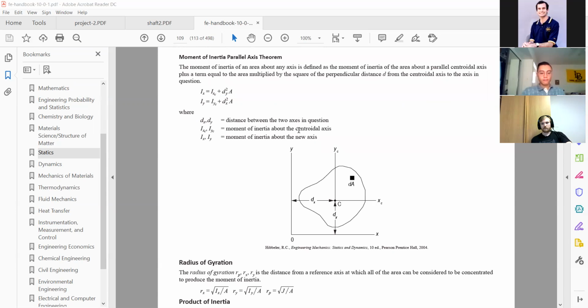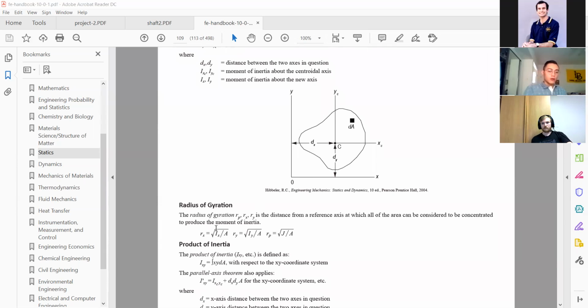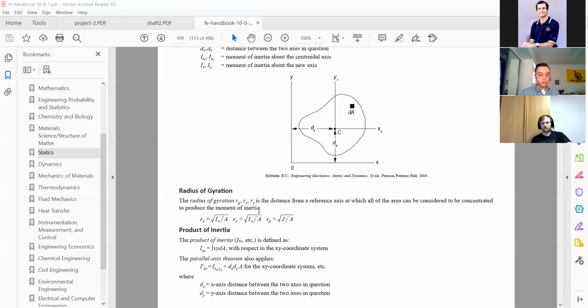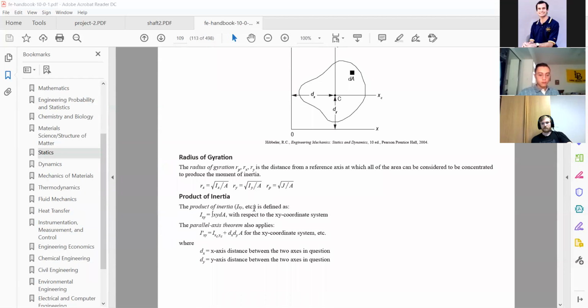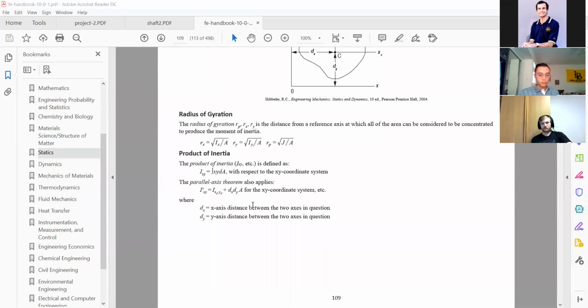Radius of gyration, I believe, is not used very often, but it's just an equation where you use the moment of inertia and the area. You can get the radius of gyration for x, y, or p if you have a p dimension.